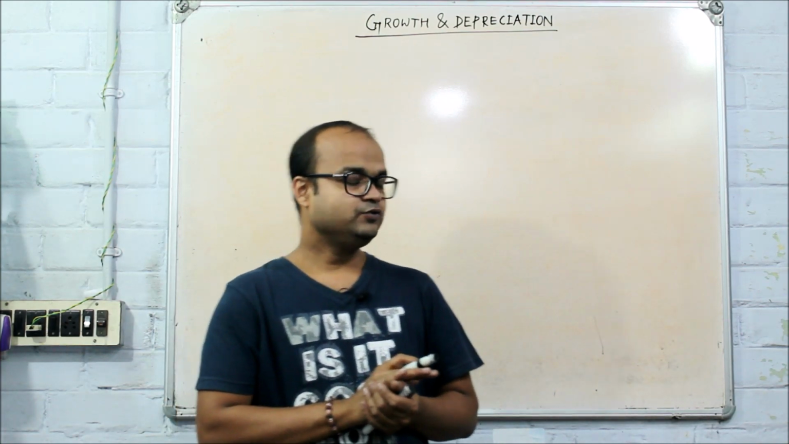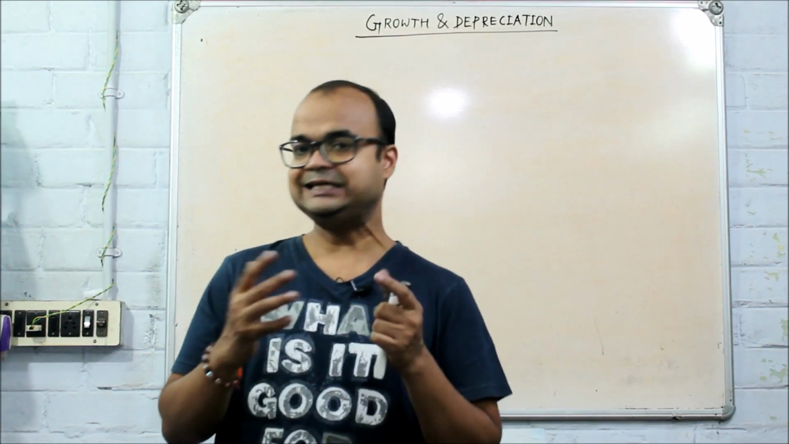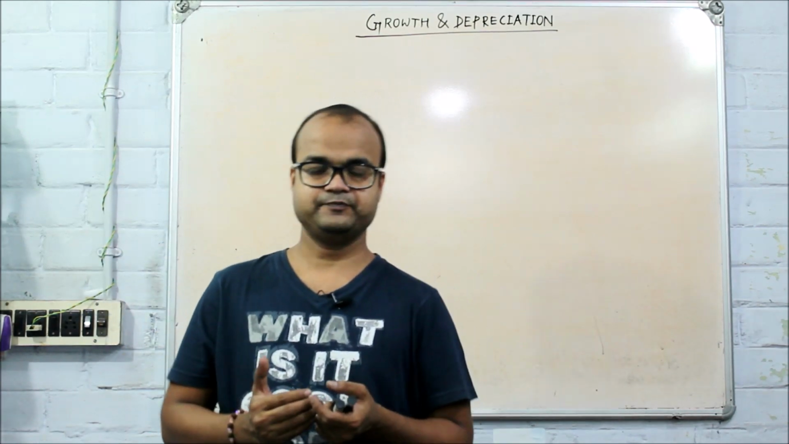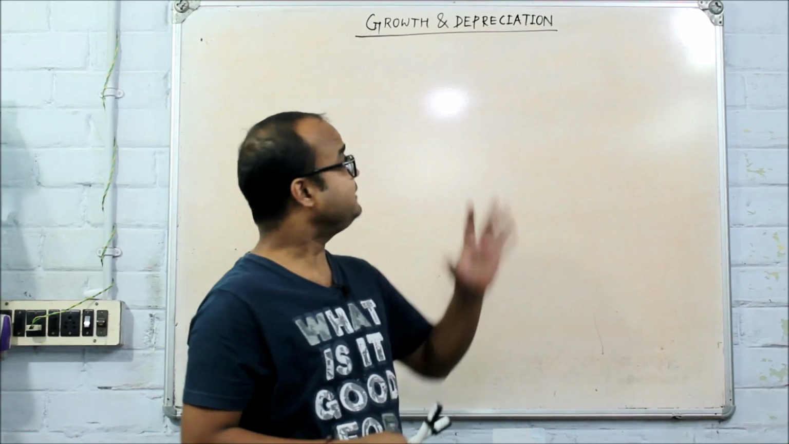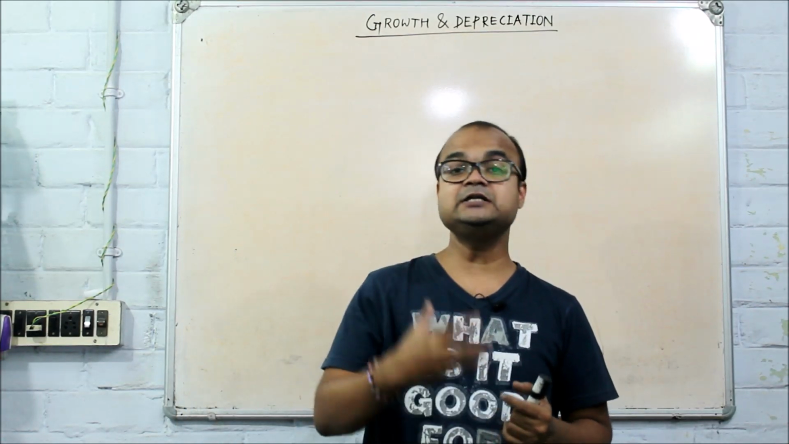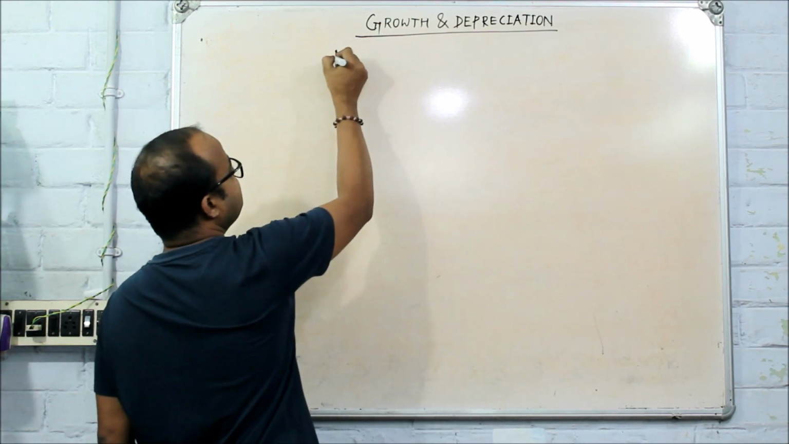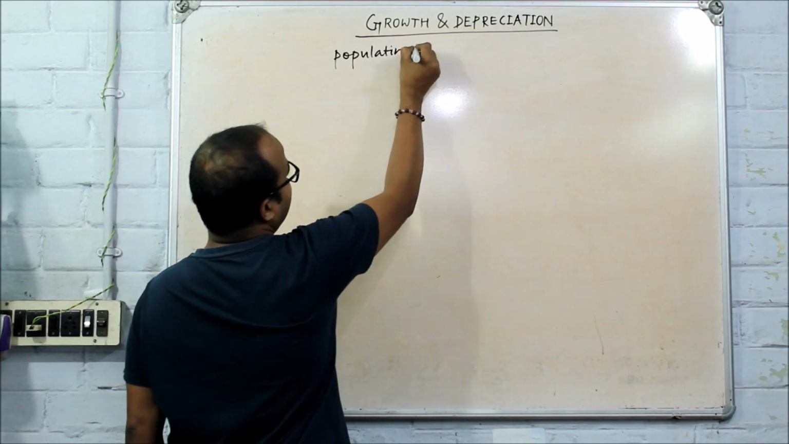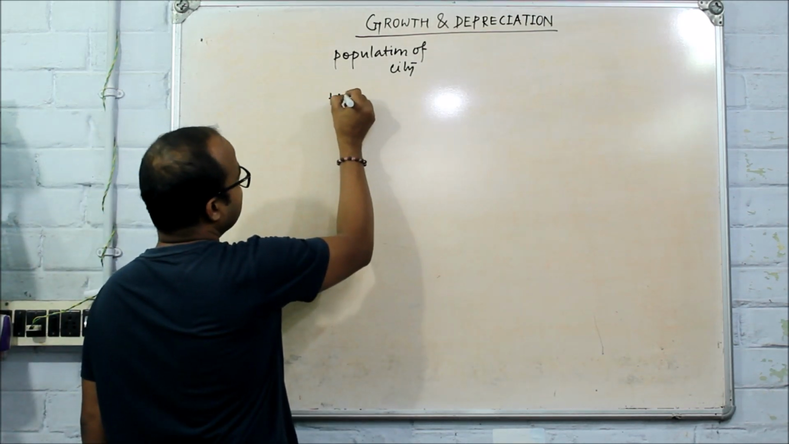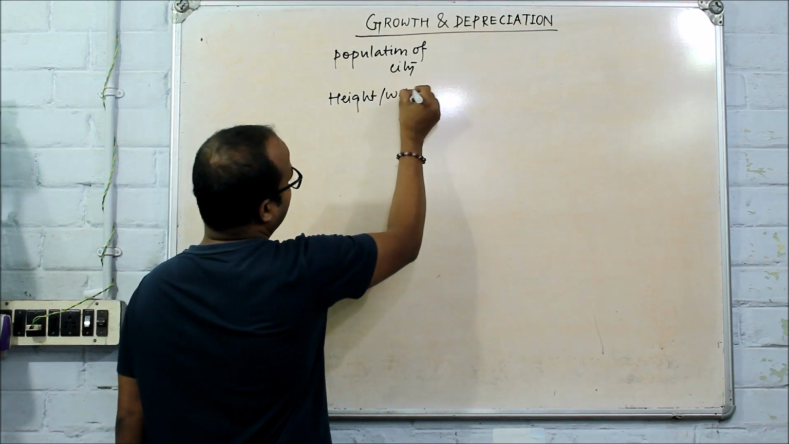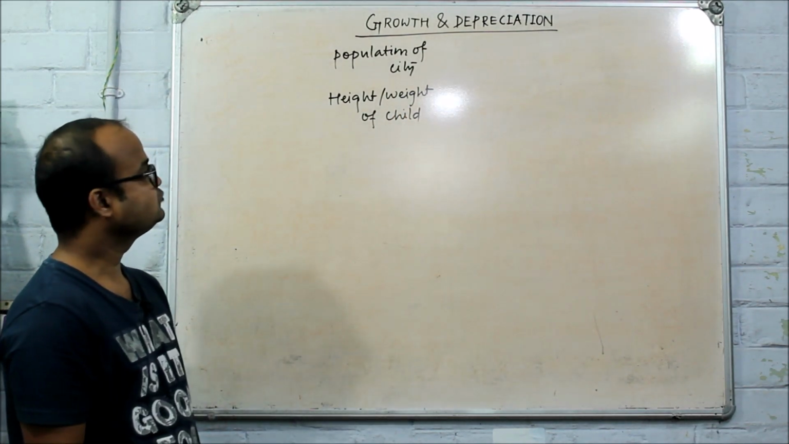Today we are going to learn about the topic growth and depreciation. Growth means increase and depreciation means decrease. Growth represents increase or appreciation, and depreciation means the decrease in a value. For example, if you consider the population of a city, it is an example of growth. Height or weight of a child, it is an example of growth.